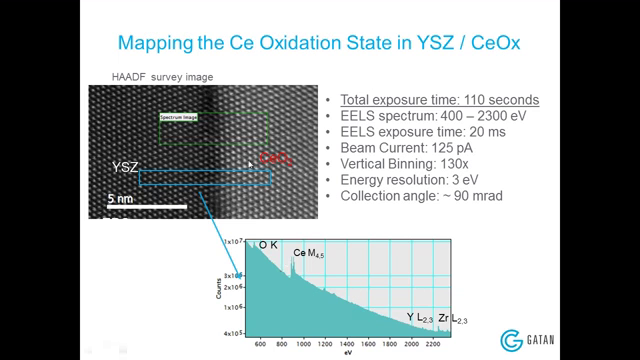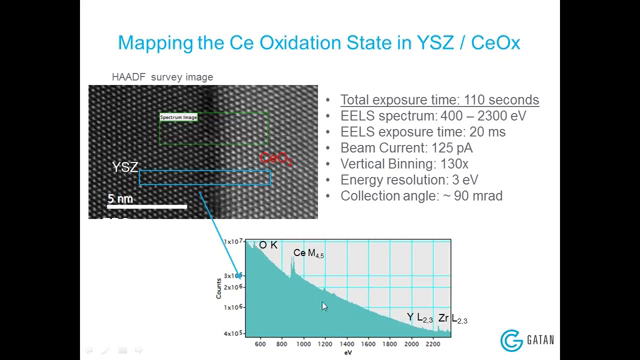The first problem was to map the oxidation state of the ceria at the interface. We know there is a change in the oxidation state, going from ceria 4+ here in the bulk to ceria 3+ here at the interface. On the other side of the interface, we have yttria stabilized zirconia. We set up the exposure time at 20 milliseconds, and we have an energy resolution of 3 eV, which was achieved with a dispersion of 1 eV.